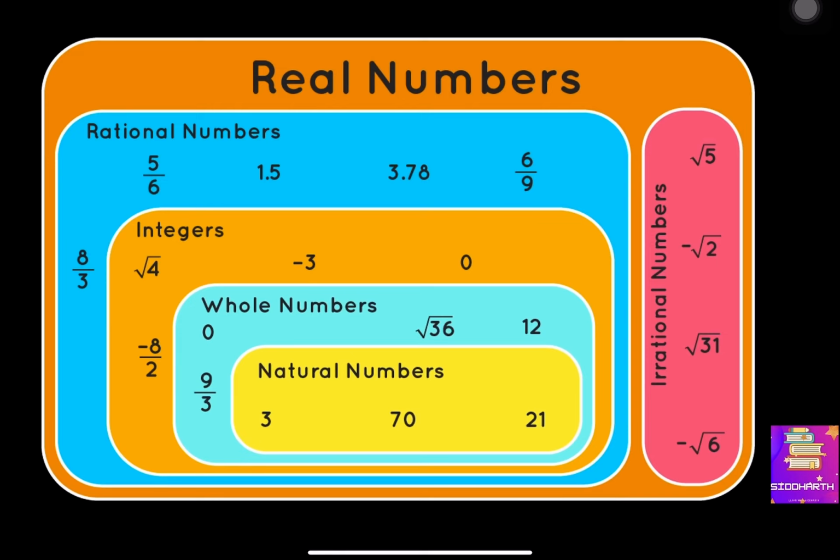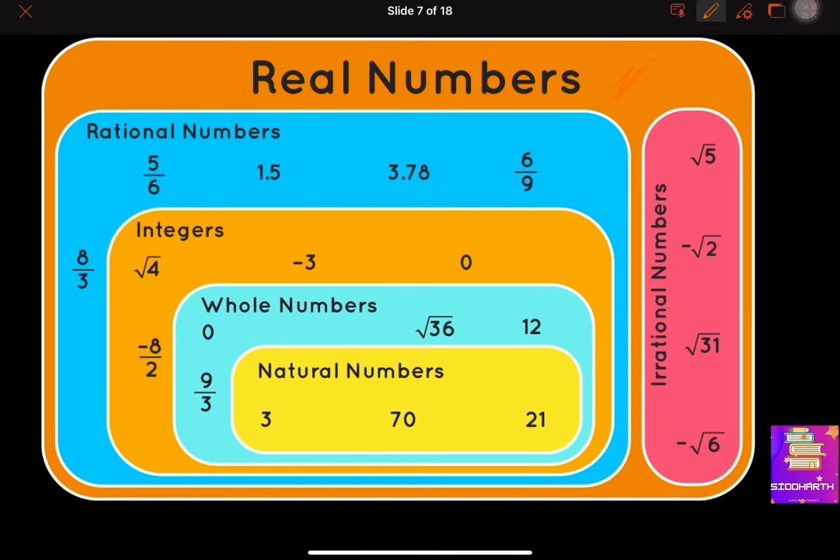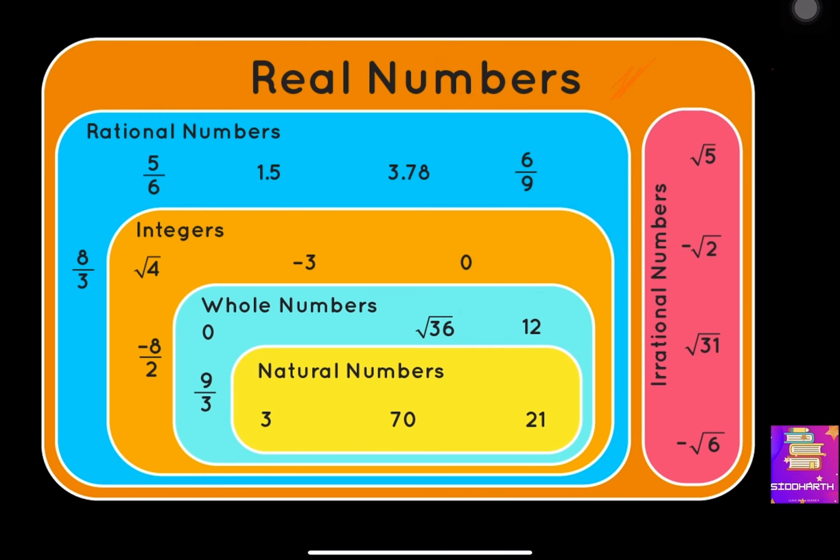Now, real numbers consist of rational numbers and irrational numbers. Examples of irrational numbers: root 5, root 2, root 31, root 6.